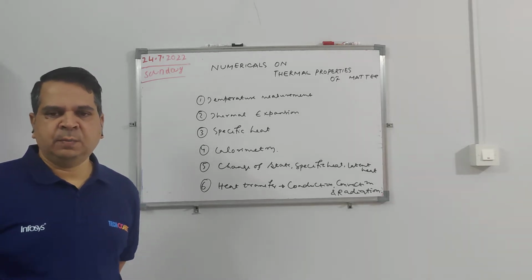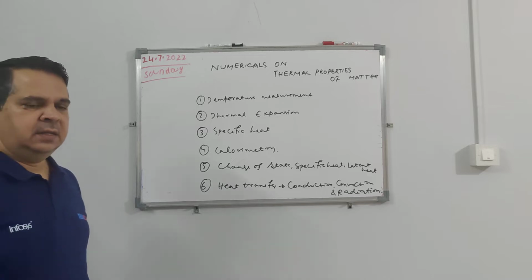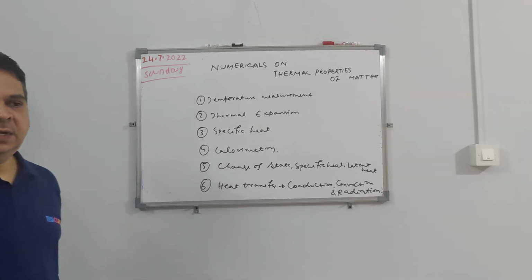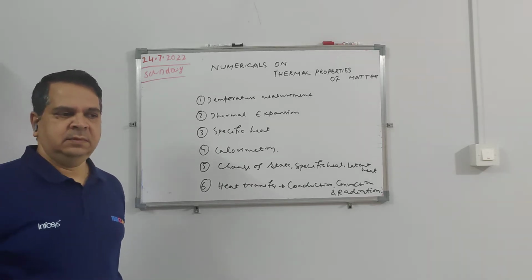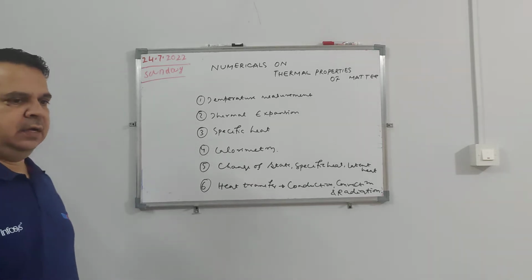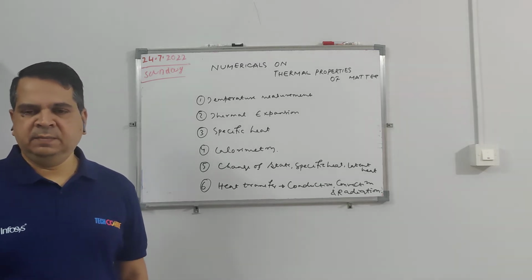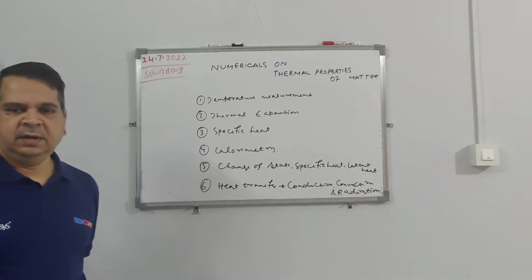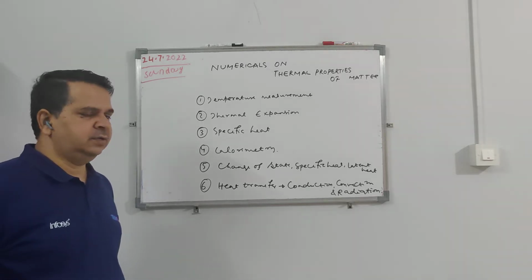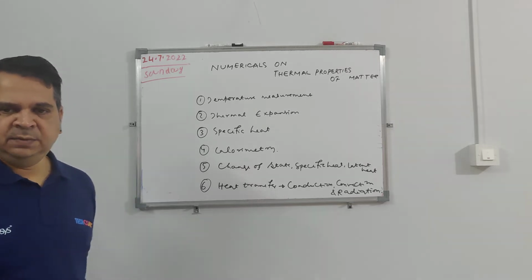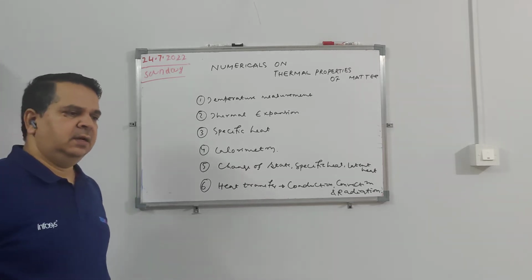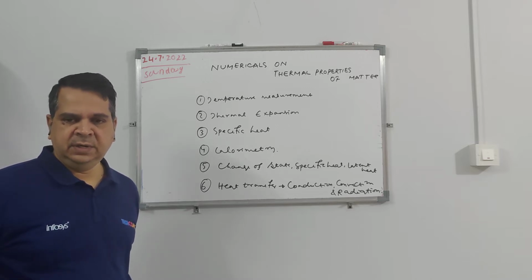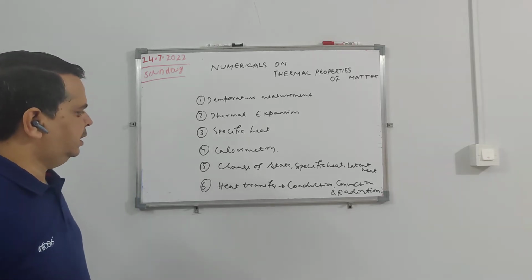The specific heat is a property of a material. We'll discuss it as the amount of heat required to raise the temperature of unit mass by unit temperature. Then calorimetry, which covers different concepts on latent heat, specific heat, and all that. Then what is latent heat? Latent heat of vaporization, latent heat of fusion, and all that. And then heat transfer.